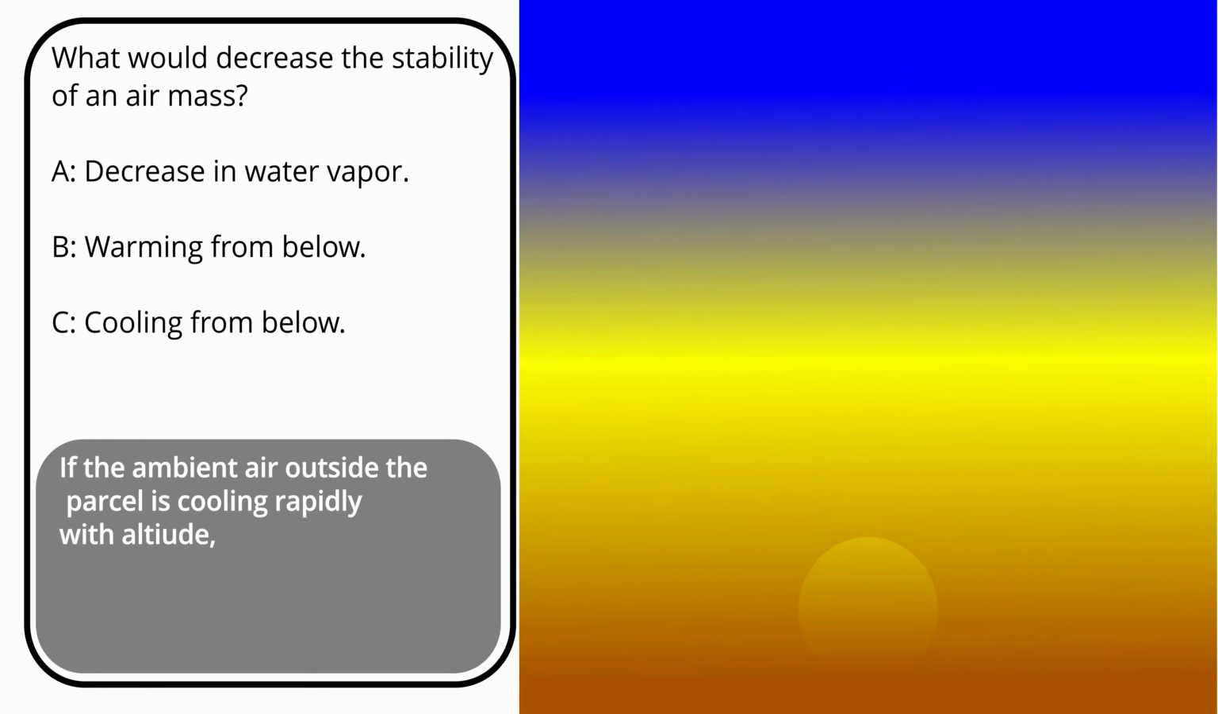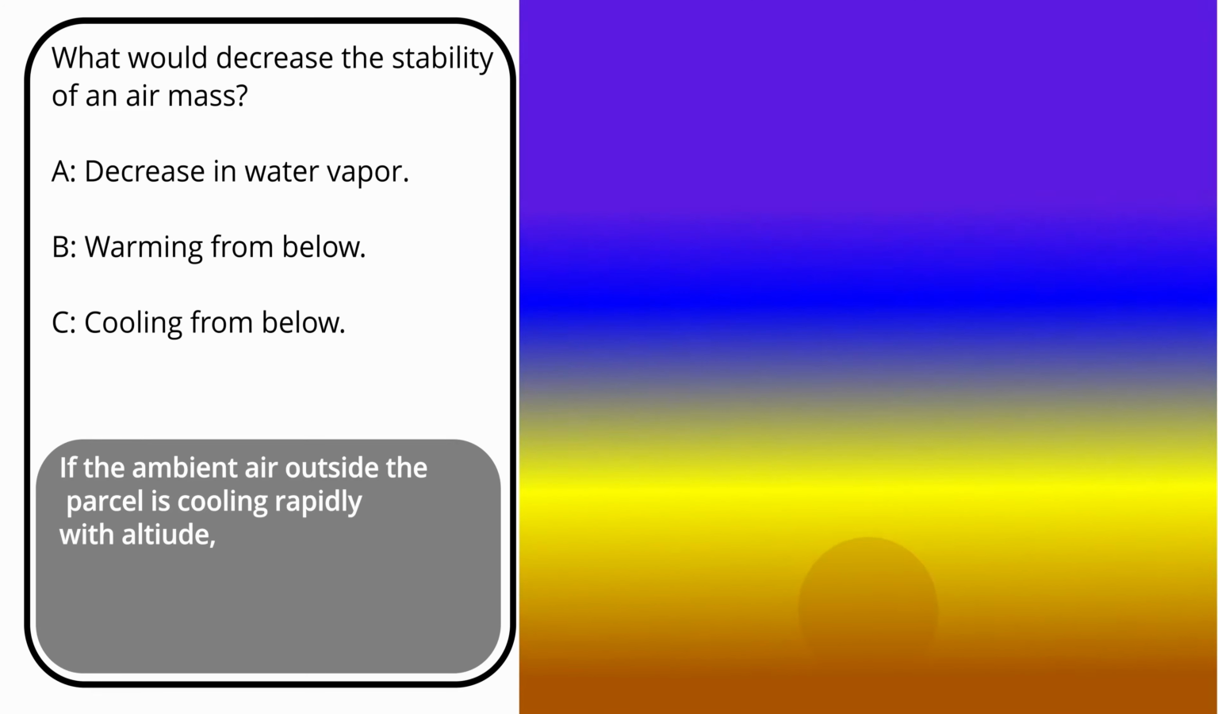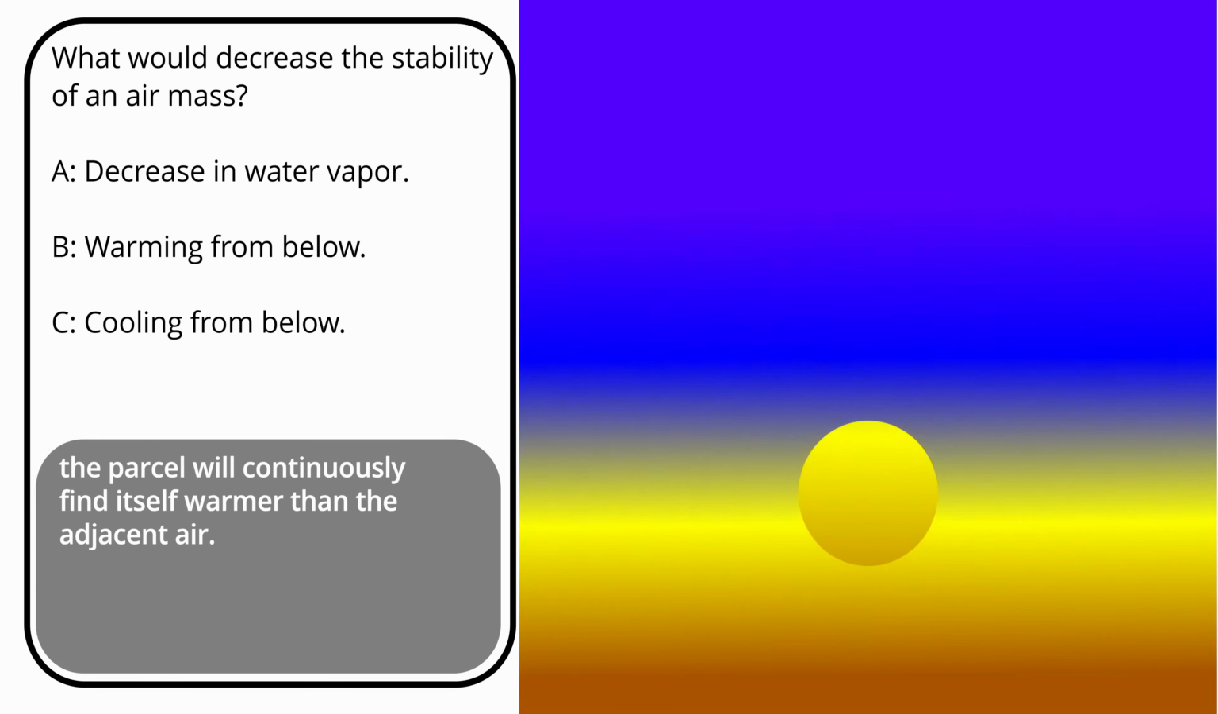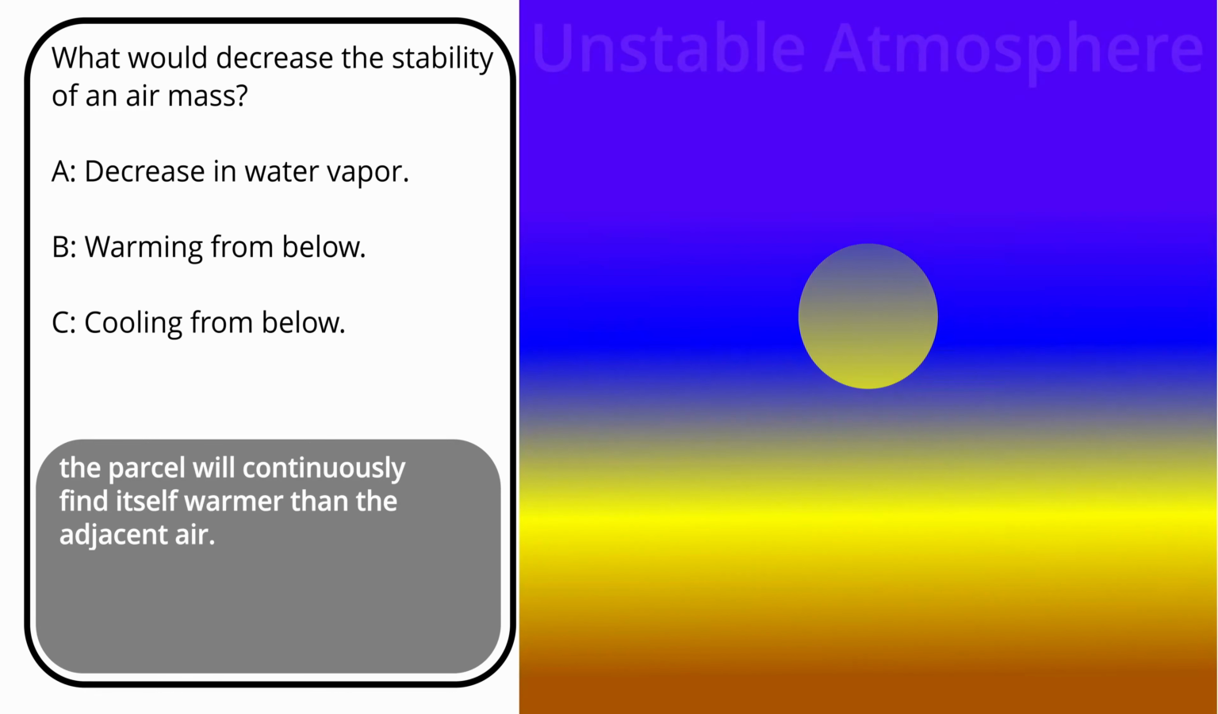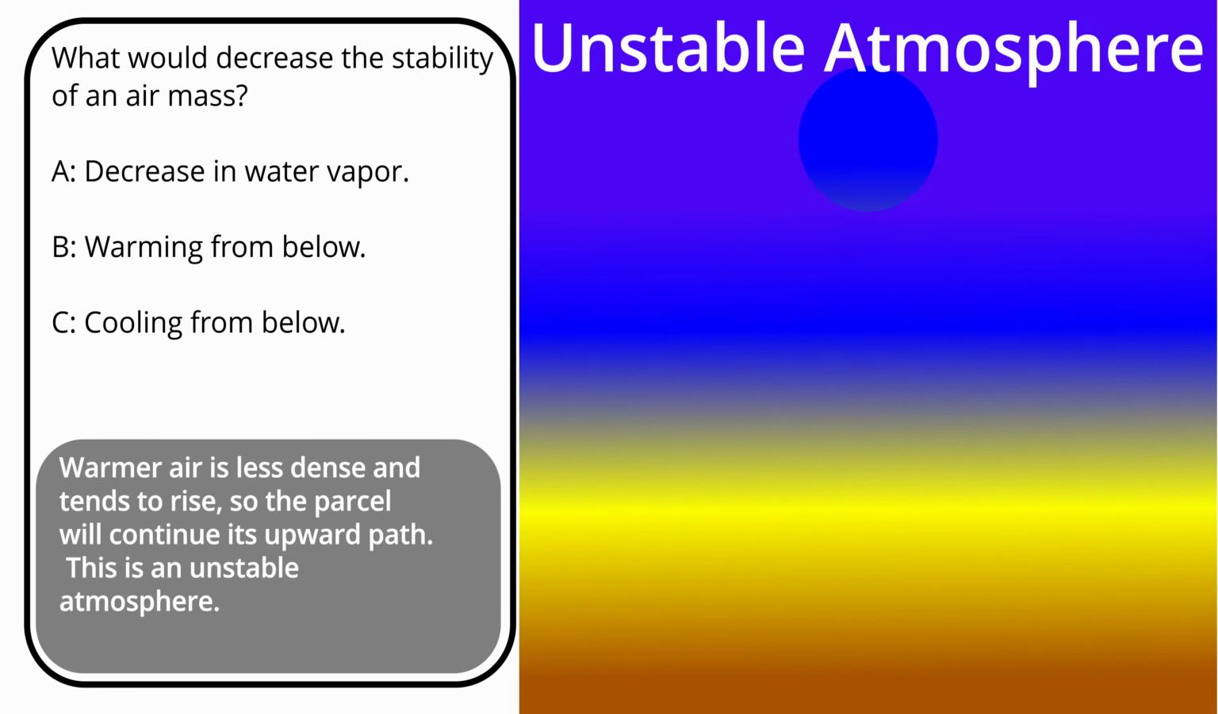If the ambient air outside the parcel is cooling rapidly with altitude, the parcel will continuously find itself warmer than the adjacent air. Warmer air is less dense and tends to rise, so the parcel will continue its upward path. This is an unstable atmosphere.